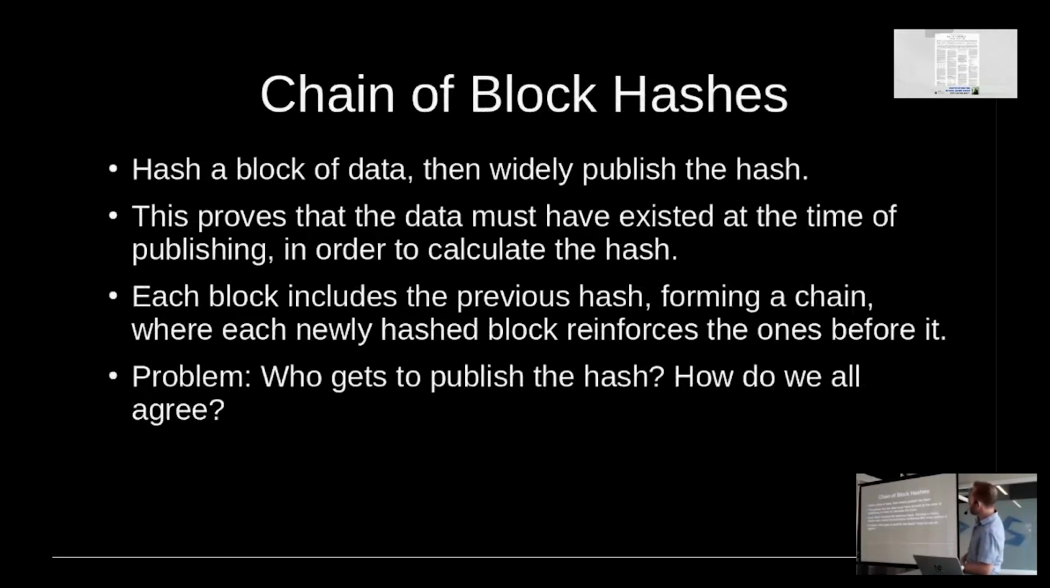So a chain of block hashes. This is essentially how it works. You hash a block of data, could be anything, and then you widely publish the hash. This proves that the data must have existed at the time of publishing in order to calculate that hash. Same as holding up a newspaper in a video. There's no way you could have shot that video at that time with that newspaper unless you did it at that time. Also, each block includes the previous hash, forming a chain where each newly hashed block reinforces the ones before it.